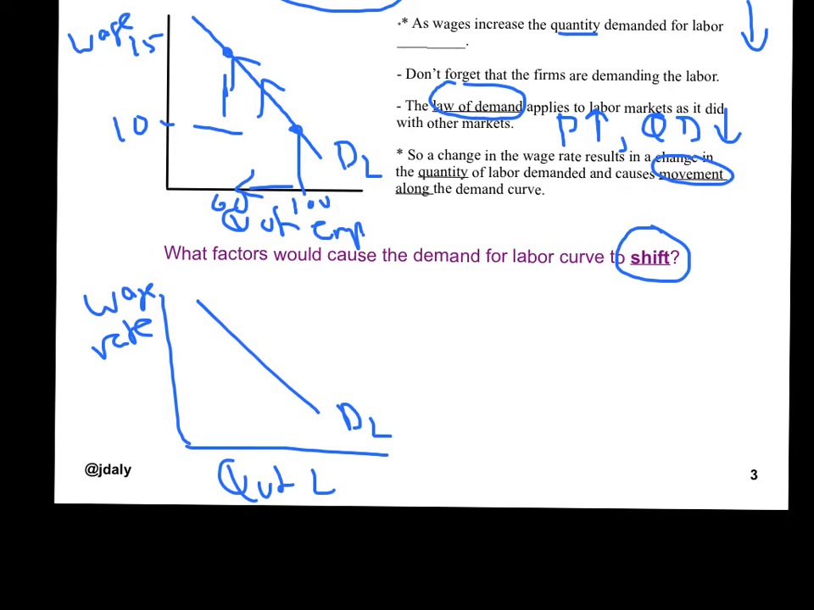Well, as before, if there's an increase in demand, doesn't matter if a product or labor market, at each price, quantity would be greater. So if there's an increase in demand for labor, that would be a rightward shift as shown here. So what would cause the demand for labor to increase or decrease? There are two factors which are listed on the page which follows as well. But one is the selling price.